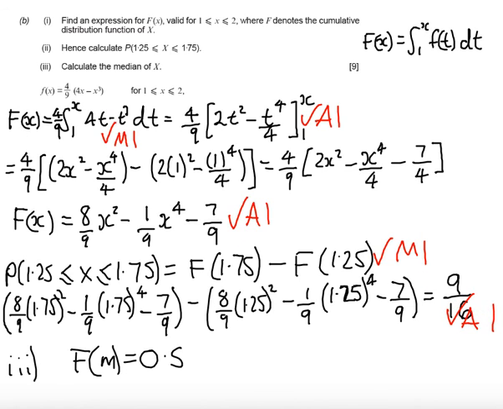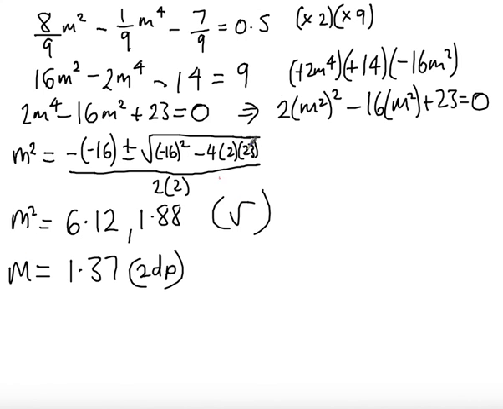And then finally, the very last part of the question, there is a method mark for setting up the equation equal to 0.5. There is an answer mark for getting to a quartic equation to solve. There is then an answer mark if you have evaluated and got values for m squared, and finally an answer mark if you have got the correct value for m, the median. Okay, well I hope you were able to follow my solution and that you understood how to mark the question.